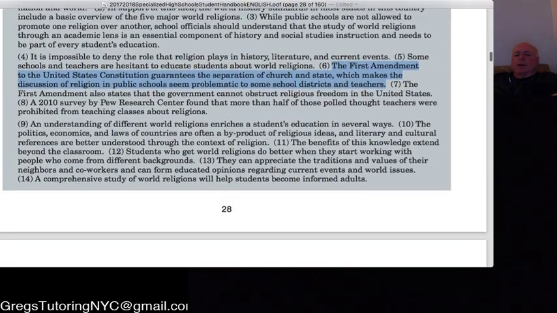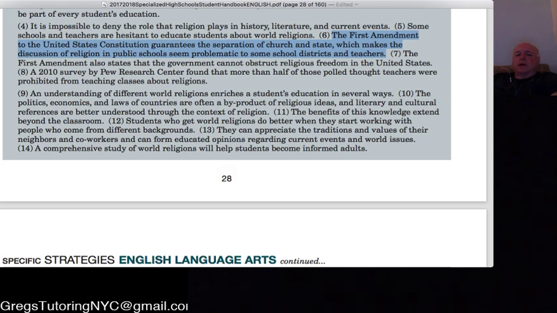So let me read it aloud so it's on our minds. The First Amendment to the U.S. Constitution guarantees separation of church and state, which makes the discussion of religion in public schools seem problematic to some school districts and to some teachers as well. So what do we have here? The First Amendment says church and state are different, which conceptually means that you should not be taught specific religions, at least, and that the church doesn't run our government as it does in other countries. Which makes the discussion seem problematic. Not that it is problematic, it might seem problematic to some school districts and to some teachers.